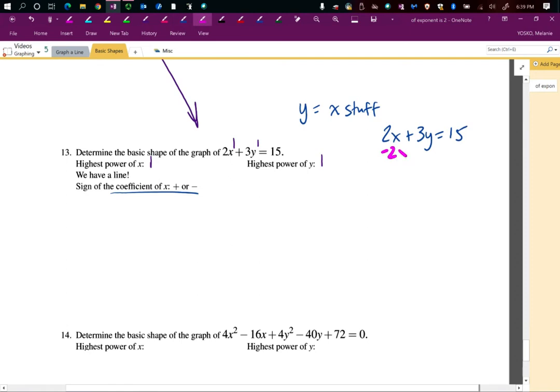We can subtract 2x from both sides. So we see 3y equals negative 2x plus 15. If we check the sign, the coefficient of x is -2, so the sign is a negative. We see this is going to be a line with a negative slope.